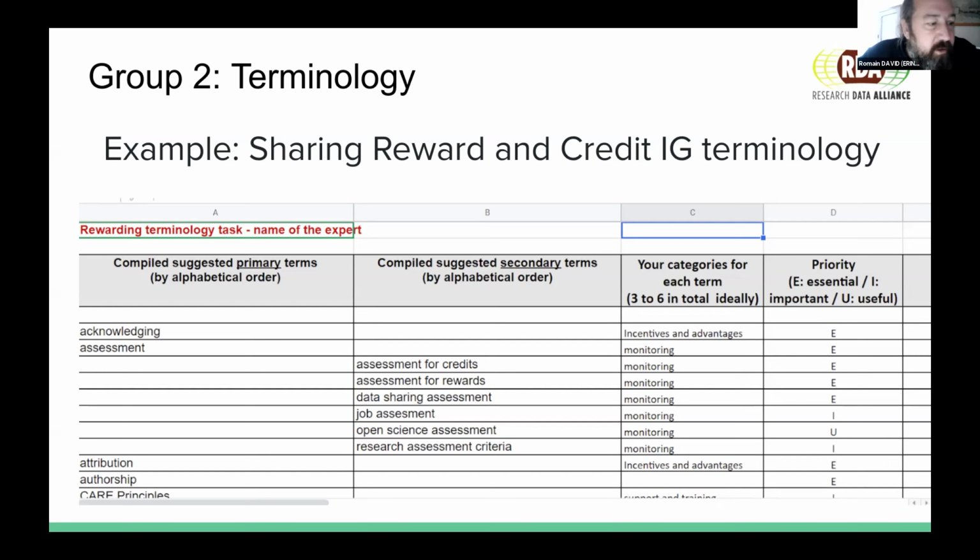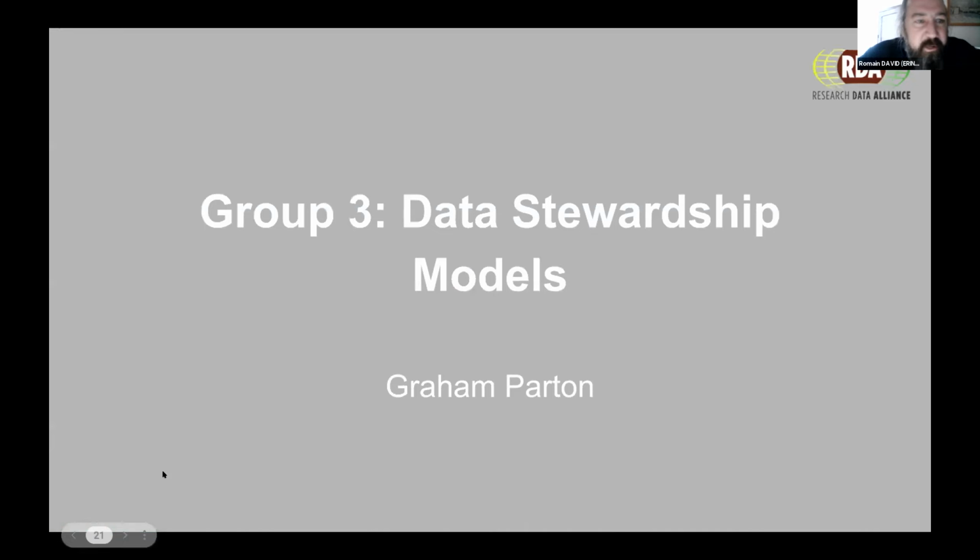So if you are active in another group that is interested in trying this methodology, you are welcome. I think it's finished for me. So I give the floor to Graham.